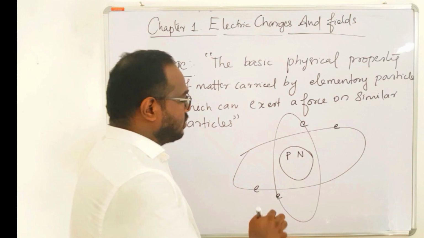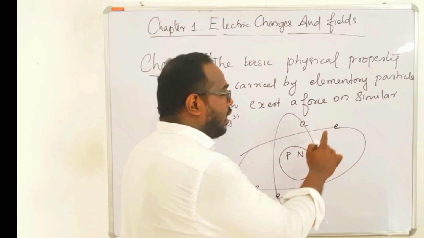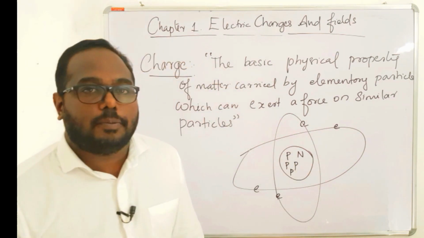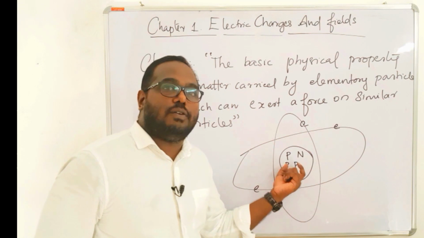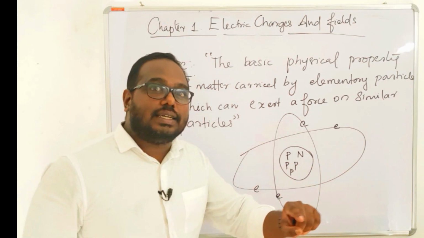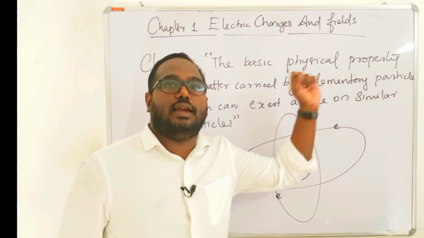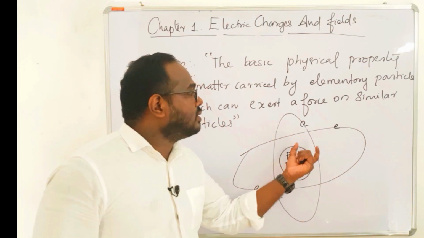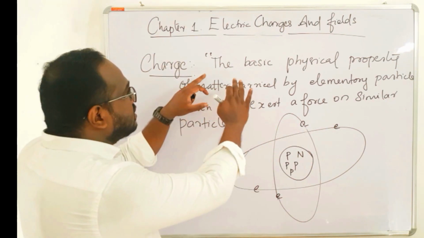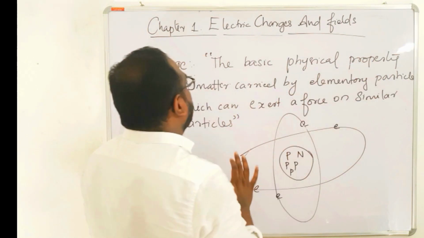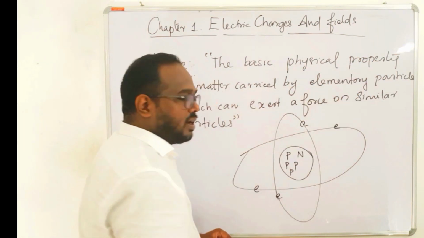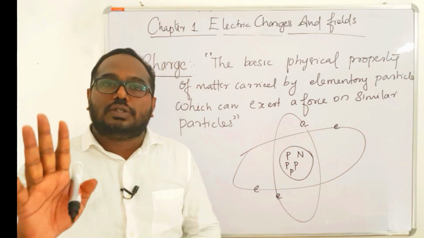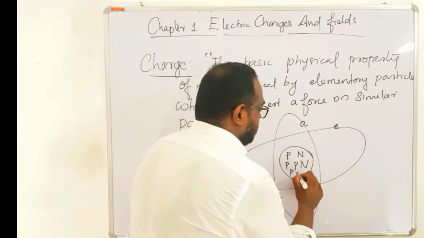Nucleus consists of protons and neutrons. If 1, 2, 3, 4, 4 electrons are there, then there should be 4 protons. Because these are those elementary particles which carries this basic physical property. What is that? Charge. Charge carried by protons and electrons. Read this statement one more time. The basic physical property of a matter carried by elementary particles, right? These are those elementary particles. What is that? Electrons and protons. Neutrons are neutral nature. They don't have any charge.